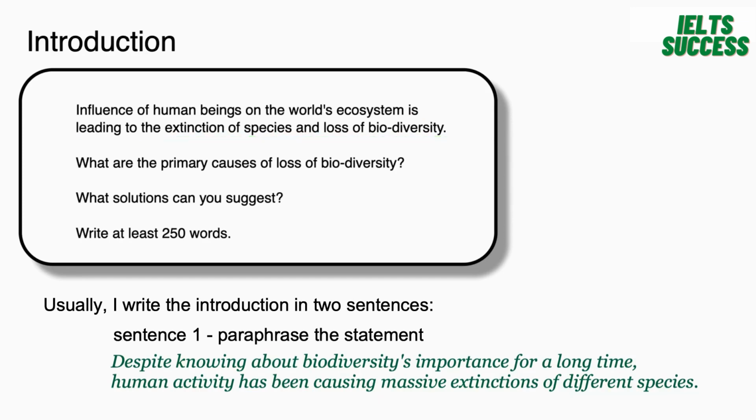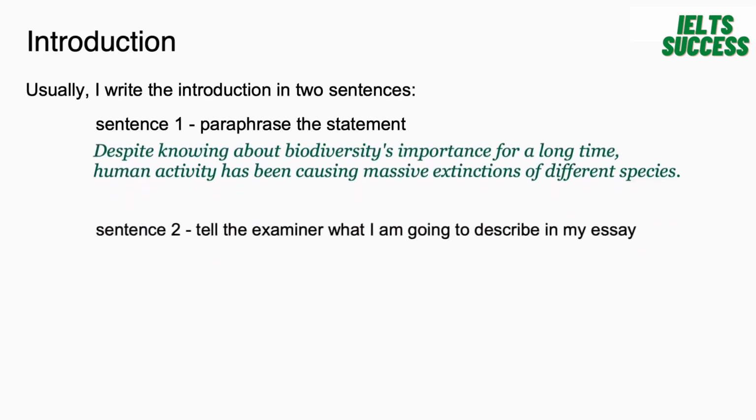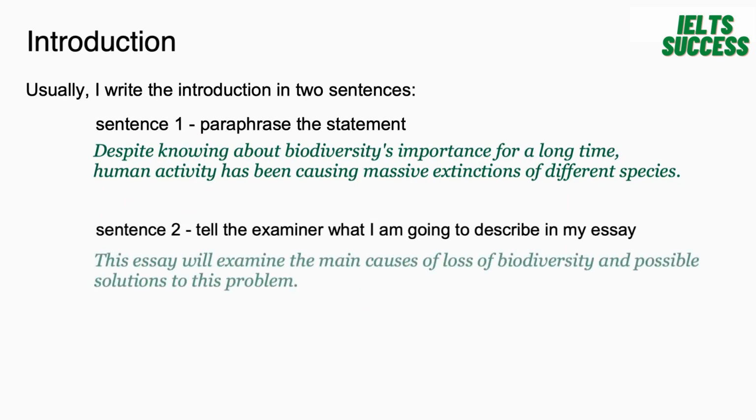And also, I want to draw your attention to the beginning of the sentence. To highlight the importance of the problem, I wrote, despite knowing about biodiversity's importance for a long time. That's the first sentence of the introduction. In the second sentence, I tell the examiner what I'm going to describe in my essay. And here is how I wrote it. This essay will examine the main causes of loss of biodiversity and possible solutions to this problem.